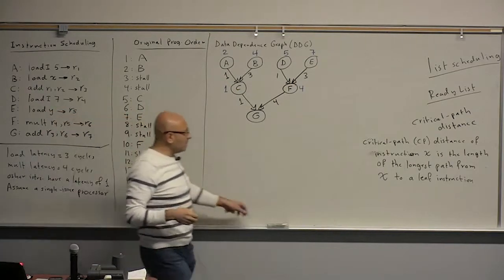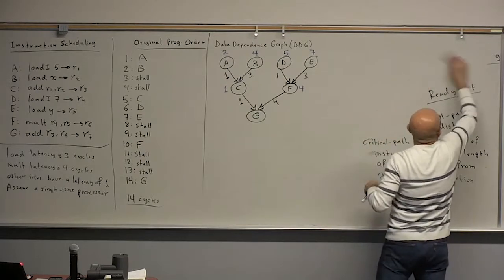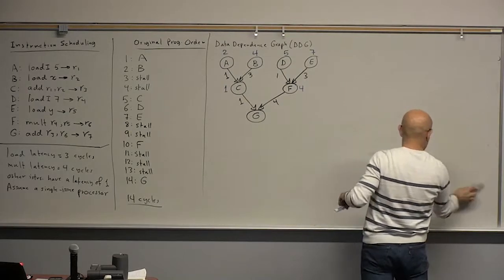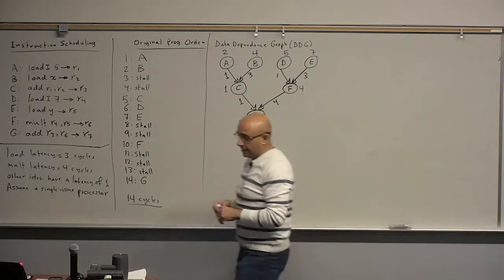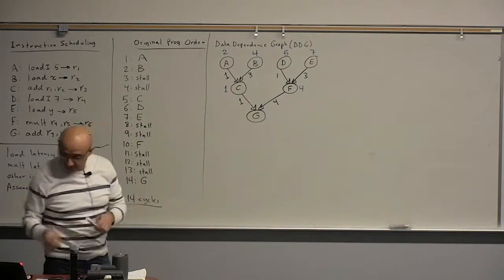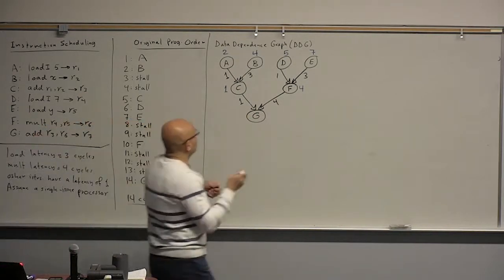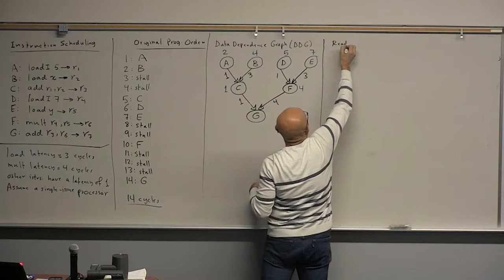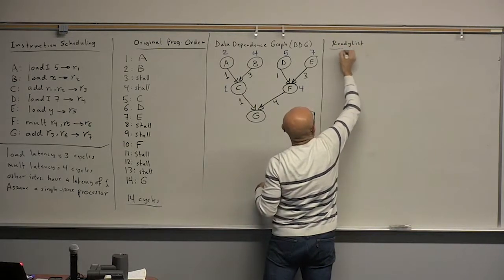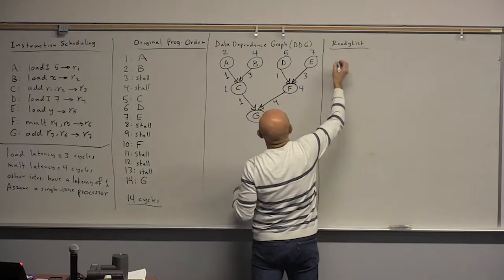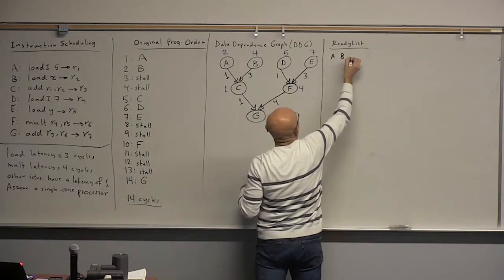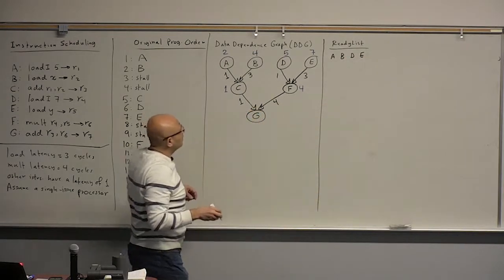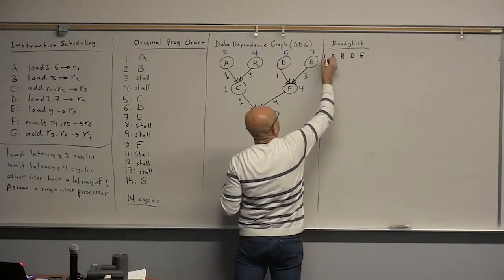Okay, so now let's see with the critical path. If we track the ready list, the ready list initially has A, B, D, and E. So this is in cycle number 1.